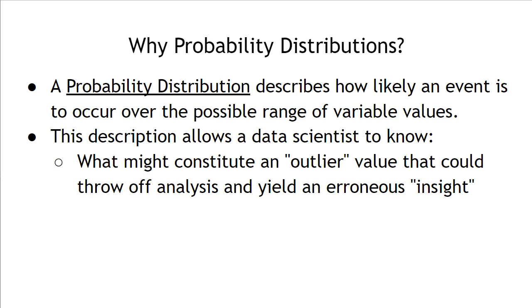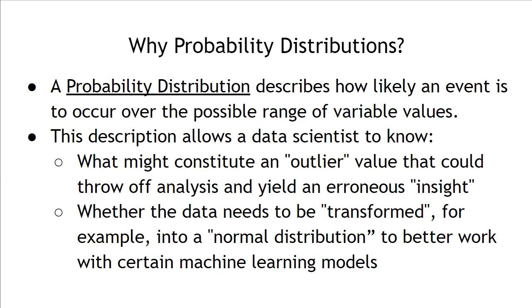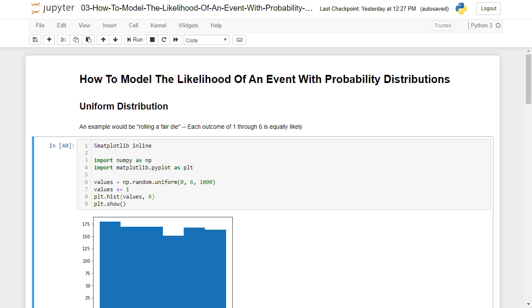and yield an erroneous so-called insight, and also whether the data needs to be manipulated or transformed, for example, into a normal distribution to better work with certain machine learning models. Scikit-learn, for example, quite often won't work very well if your data distribution isn't normalized. So now let's take a look at some sample probability distributions and get a feel for how these can help you. Okay, so here I have a Jupyter notebook.